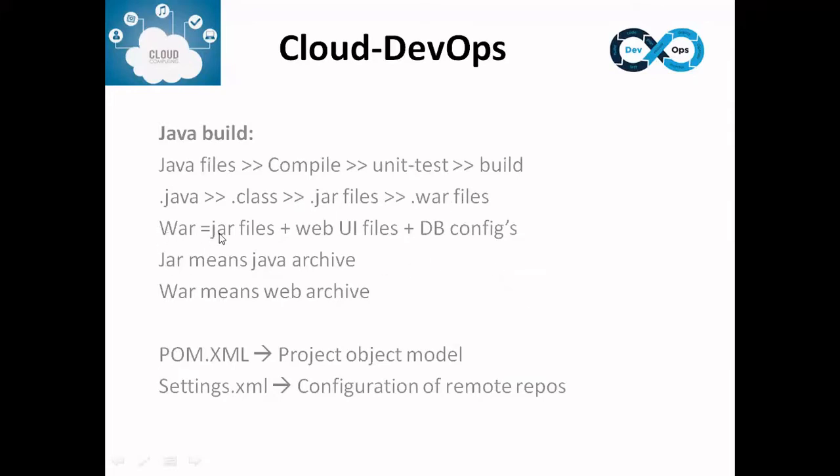War means it's a combination of jar files, web UI files, and some of the DB configs. Jar means Java archive. That means a combination of all Java compiled files is called a jar. A combination of jar, web UI, and dbconf is called war. So this is a basic build structure when it comes to Java.